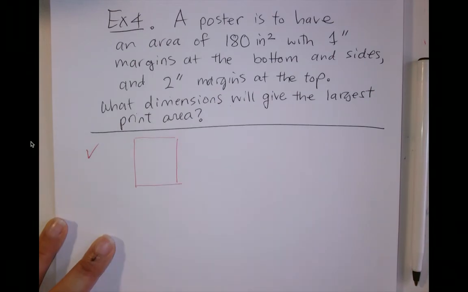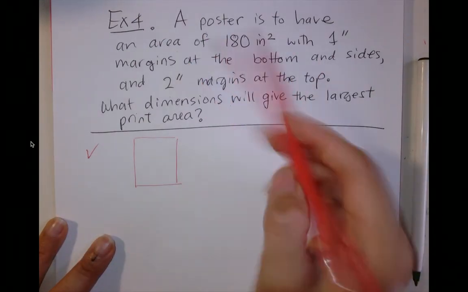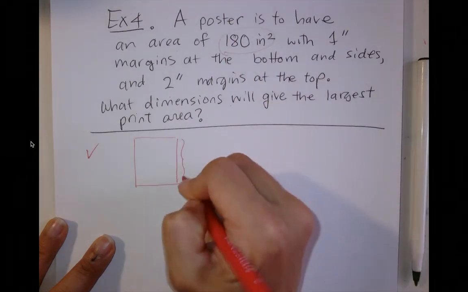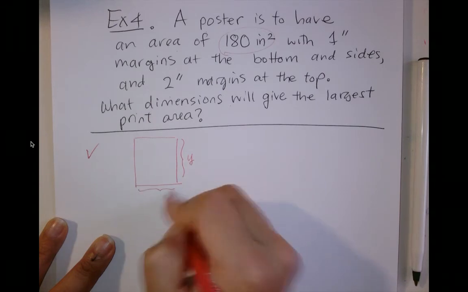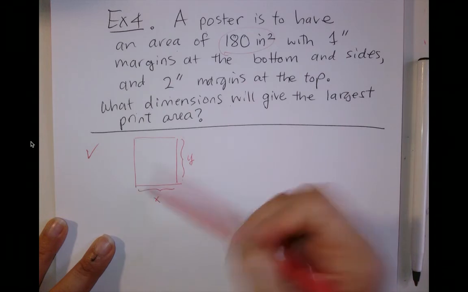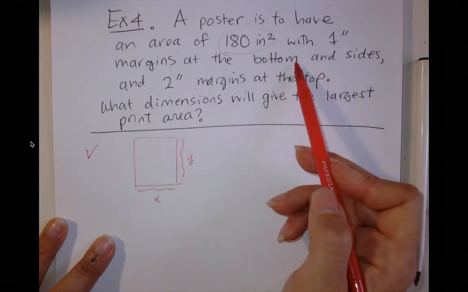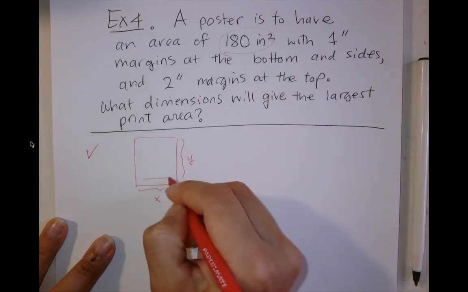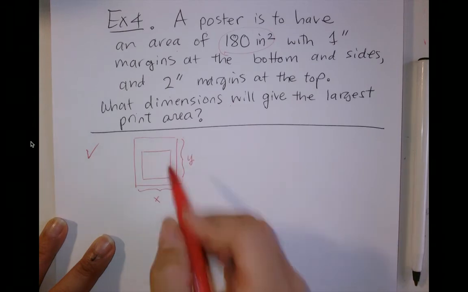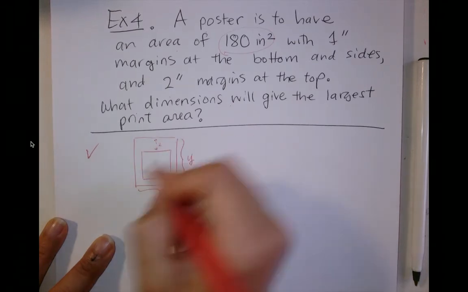So here's my poster, and we know what the area of the poster is. So area, I'm automatically going to think, okay, what are my dimensions here, length and width. I know that the area is 180 inches squared. Now it's telling me it has 1 inch margins at the bottom and sides, and then you've got 2 inch margins at the top. So this distance here is 2. These are all 1.